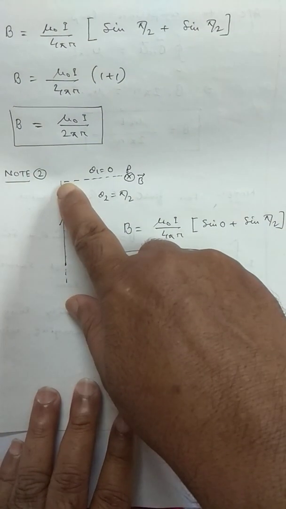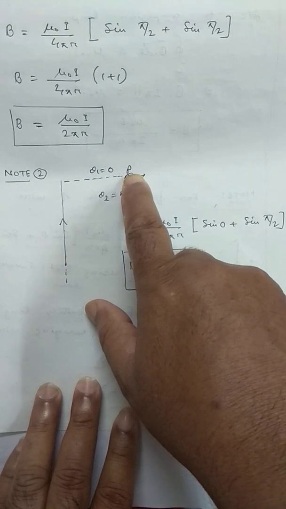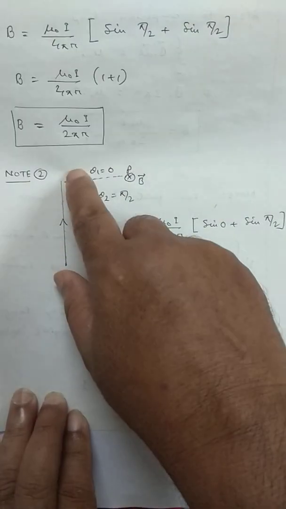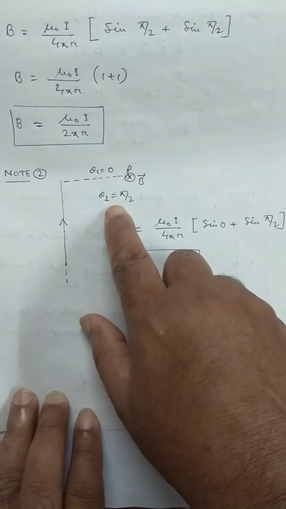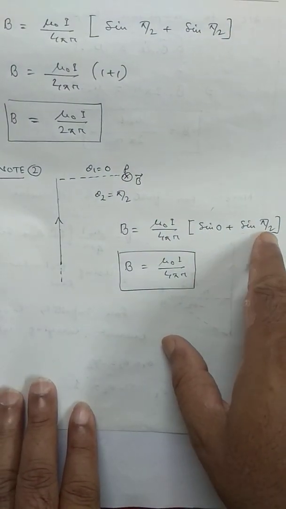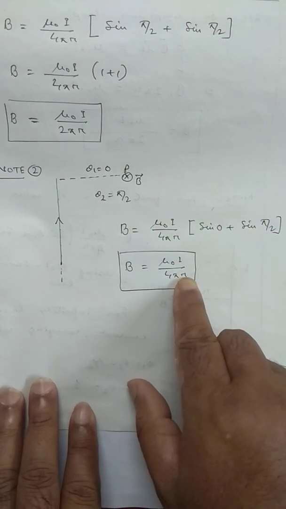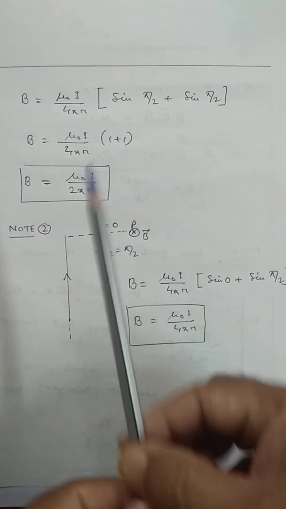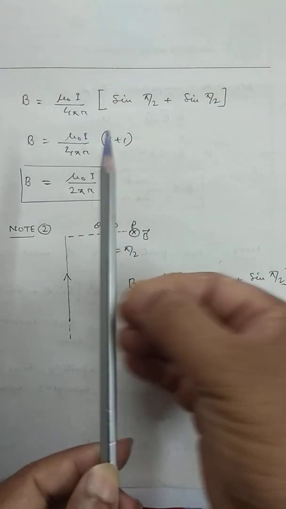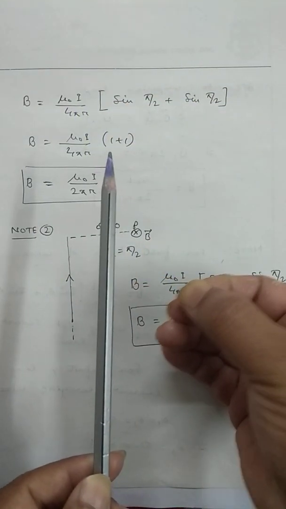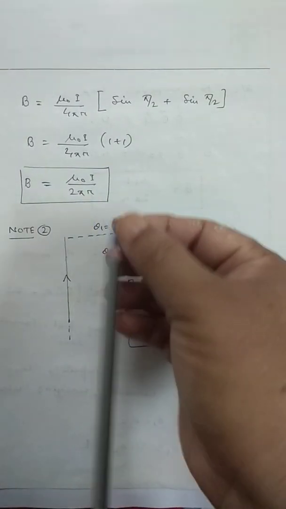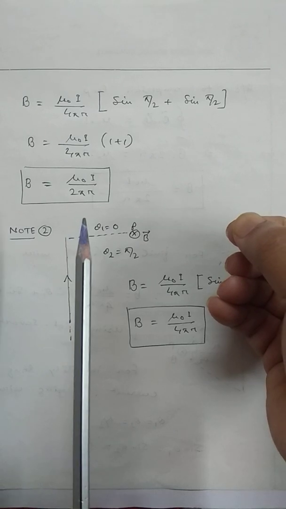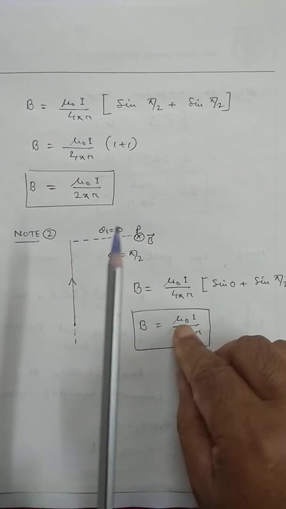There is another condition. If the magnetic field is at one end of the wire, this is infinitely long, but this is at one end of the wire, then theta 1 is 0, theta 2 is pi by 2. Sin 0 is 0, sin pi by 2 is 1. So B is mu 0 I by 4 pi r. That means if this is the infinitely long wire, magnetic field at a point in the middle of the wire is mu 0 I by twice pi r, and magnetic field at the end is mu 0 I by 4 pi r.